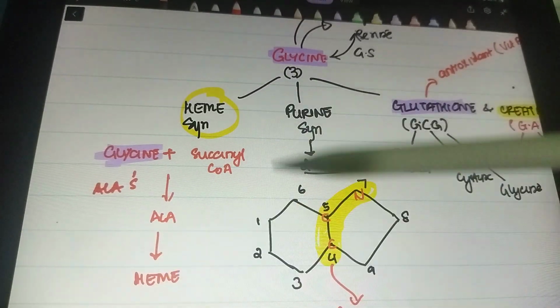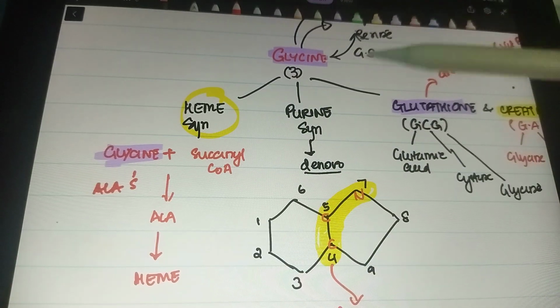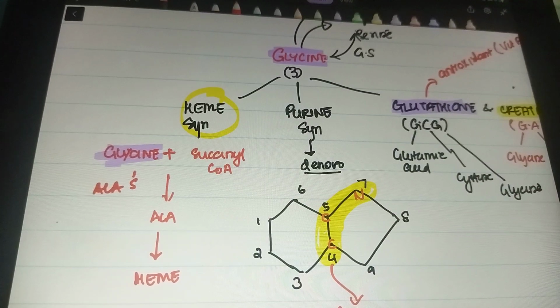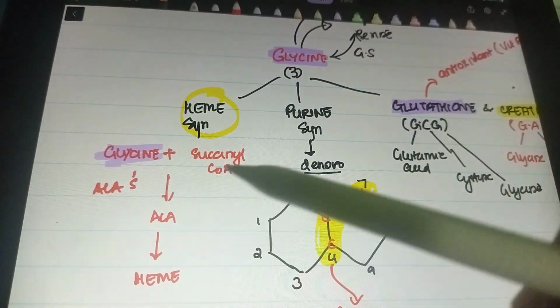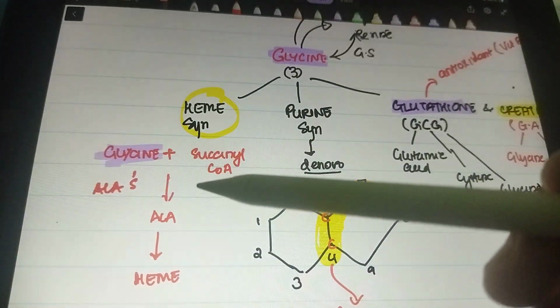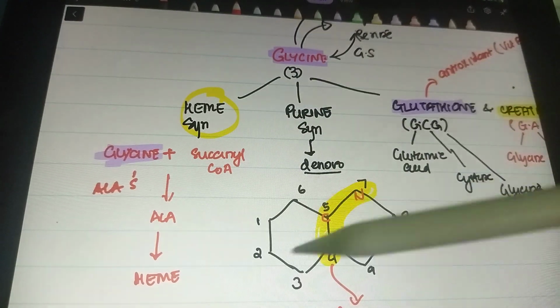So it's not a single step, there are multiple steps, which can be explained in porphyria. When we are learning porphyria, these multiple steps can be explained there. Here, this is just the basic skeleton: glycine and succinyl CoA. ALA will be formed by the enzyme ALA synthase. ALA can be converted to heme with multiple steps.